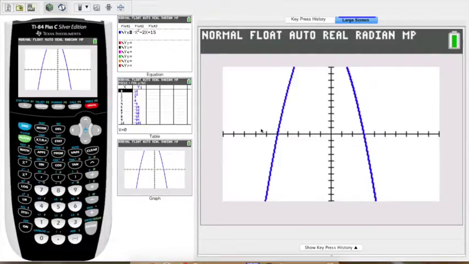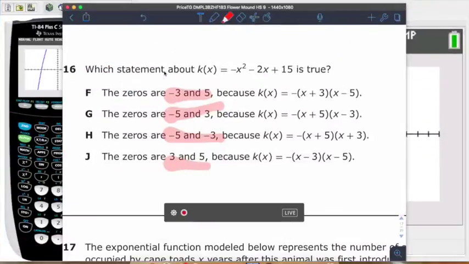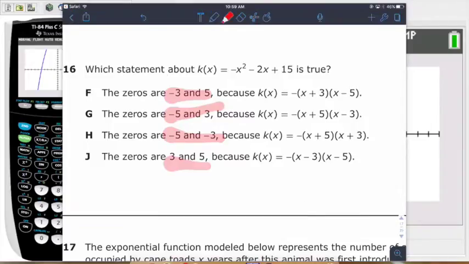You've got one at positive 3, and then one over here at negative 5. So those hopefully can get my answer right here. What do we say? Negative 5 and positive 3. So that looks like it's going to be answer G right there.